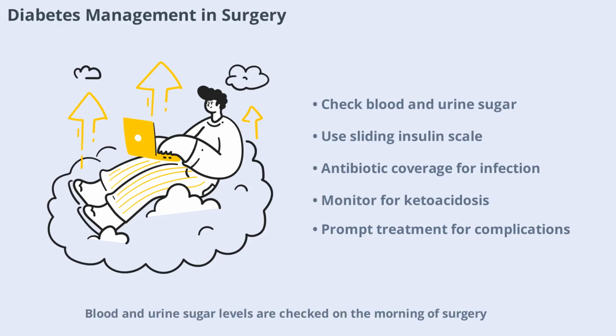A sliding insulin scale is used intraoperatively based on sugar levels. Broad-spectrum antibiotics are given pre- and postoperatively. Monitoring prevents ketoacidosis and hypoglycemia. Shift the patient to regular oral feeds and anti-diabetic medications as soon as possible. Signs of hypoglycemia and diabetic ketoacidosis must be recognized and treated promptly.